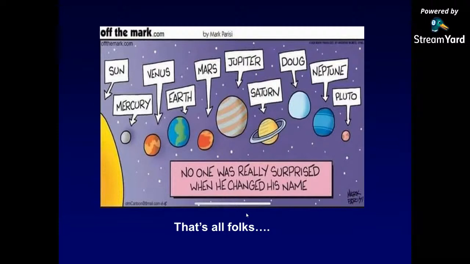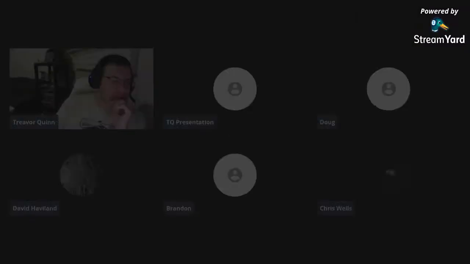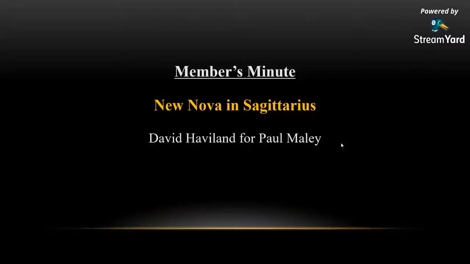And as if no one was really surprised why he changed his name when you went from Sun, Mercury, Venus, Earth, Mars, Jupiter, Saturn, Doug, Neptune, Pluto. That's all. Back to you, Doug. Doug, you have to go. Okay, David. Haha. All righty.